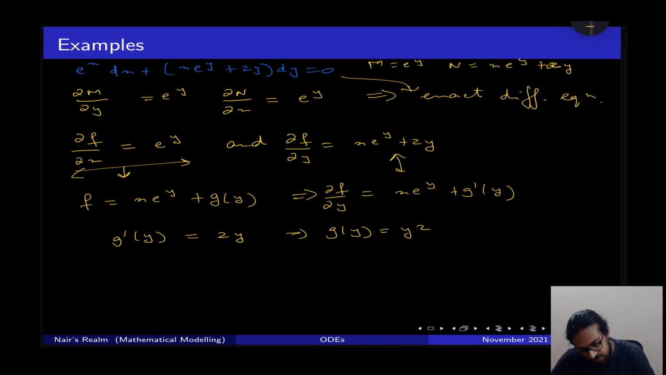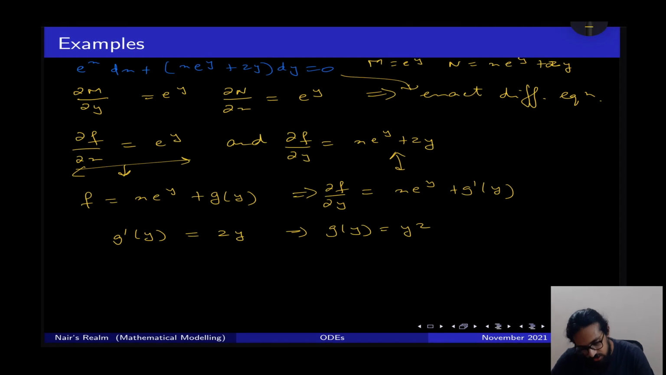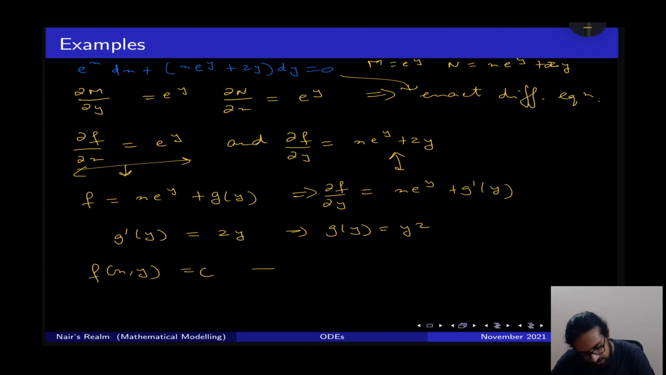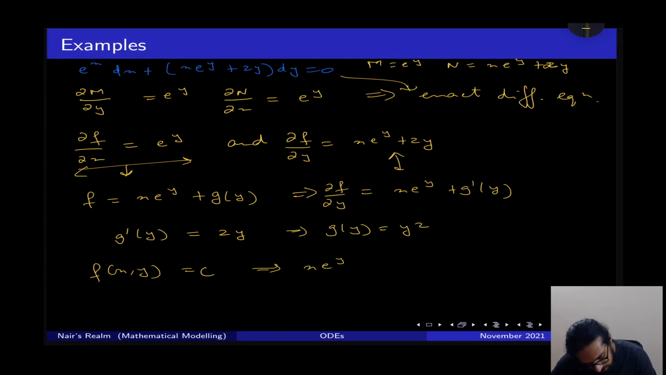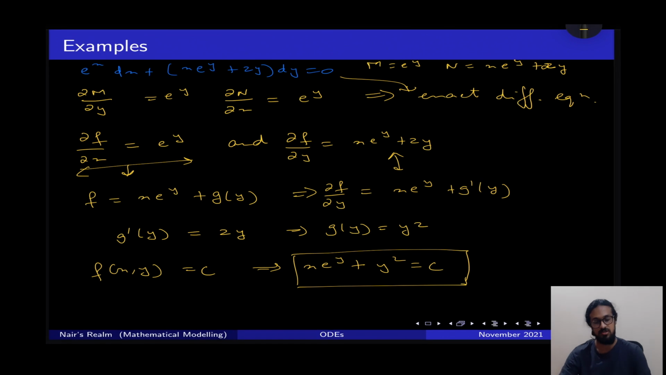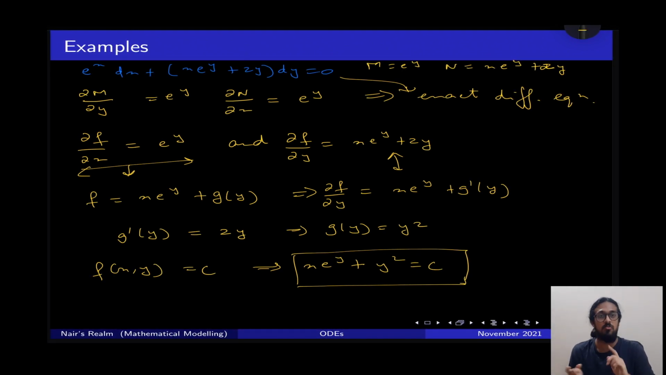Therefore, we can say that the general solution of this differential equation, which is f(x, y) = c, is as follows: x e^y + y² = c. This is the solution of the exact differential equation. So that concludes this video on homogeneous and exact differential equations.